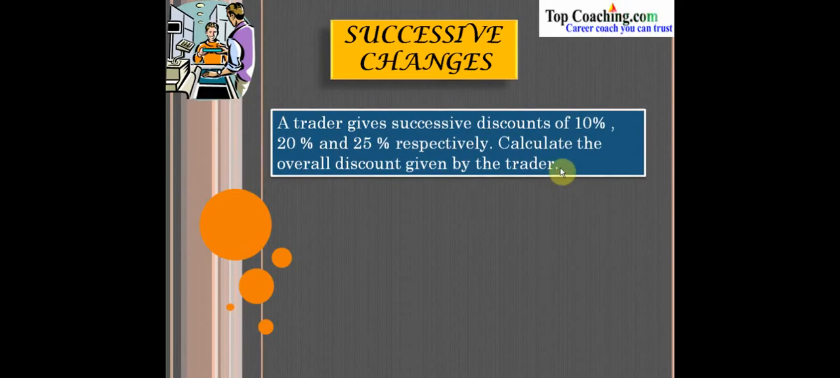So this problem says that a trader gives successive discounts of 10%, 20% and 25% respectively. Successive means first the trader gives a discount of 10%, then on that amount he again gives a discount of 20%, and finally on the final amount he gives again a discount of 25%. We have to calculate the overall discount given by the trader. So we have to calculate one equivalent discount that is equal to these three successive discounts.